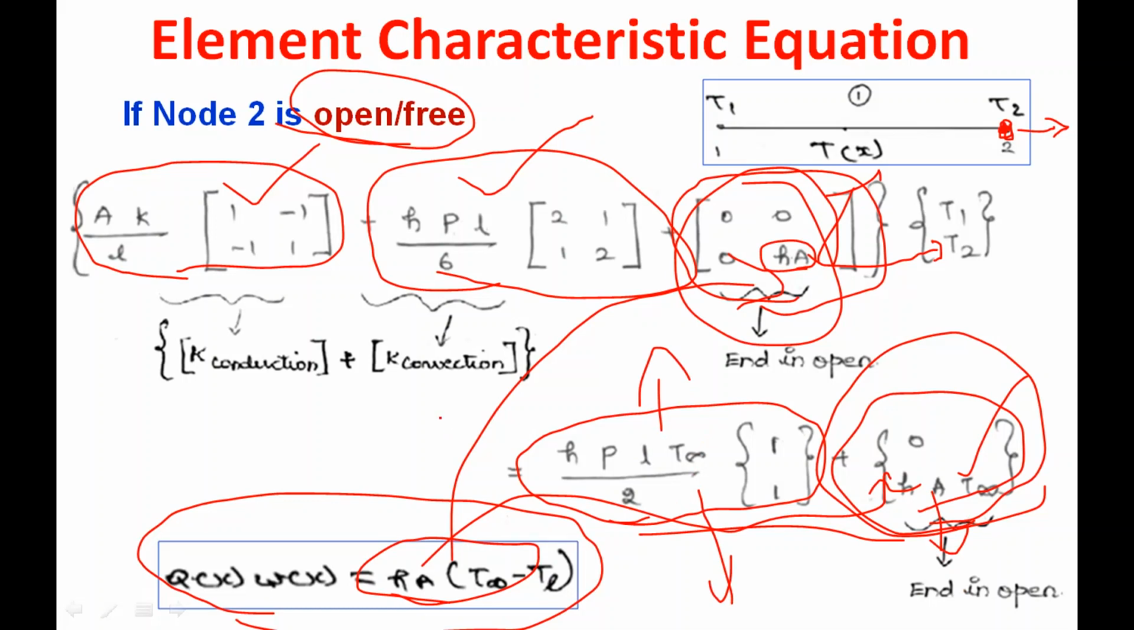In this part, we have derived the mathematical model for the cooling fin problem, and we also derived the element characteristic equation using a one-dimensional line element for solving this cooling fin problem. In the next part, we will see some example problems on how to use this element characteristic equation of the cooling fin. Thank you for your patient listening.